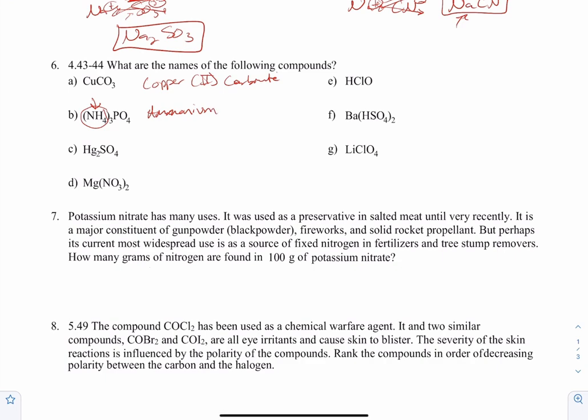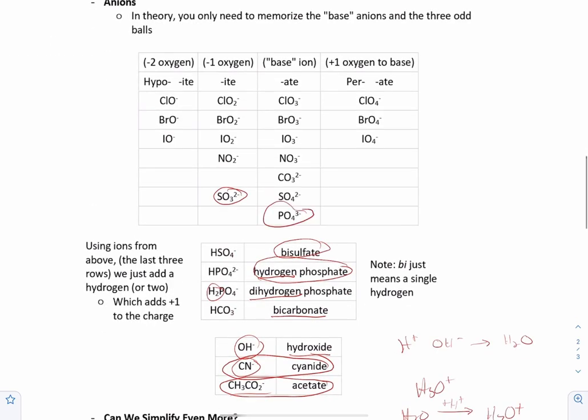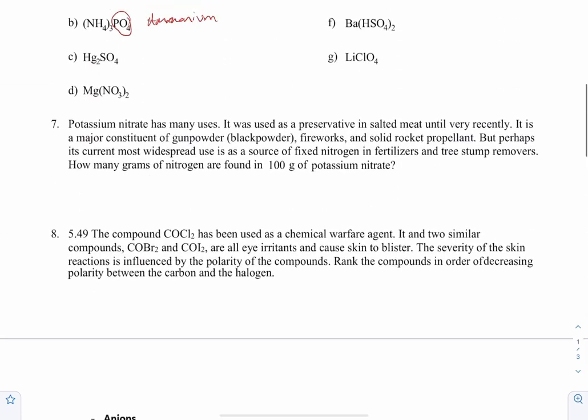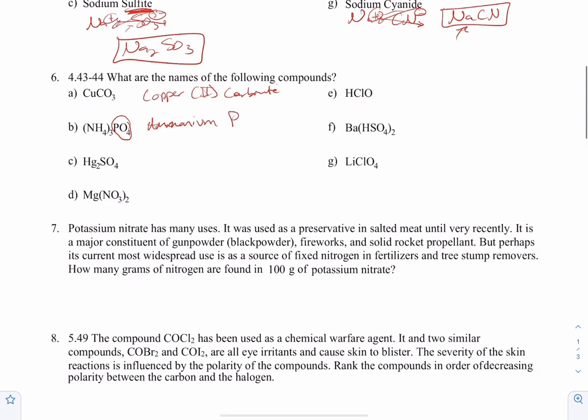Ammonium. All right, so we got ammonium, and then it's combined with, what is this? That's PO4, and I know that it had some sort of charge. Let's look at the PO4. PO4 was down here, and we said that was phosphate. Okay, so phosphate. We got ammonium phosphate. And actually, that's it. That's all you have to do.